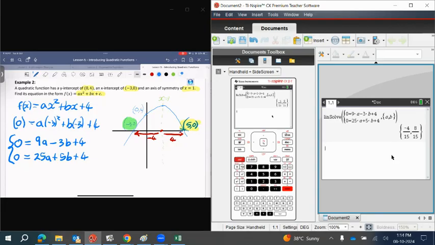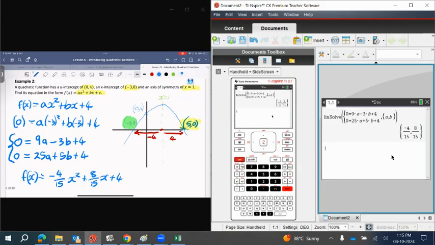Just checking through that we've got the right ones. We've got 9a, yeah, minus 3b plus 4, 25a, 5, yep. So this gives us f of x is equal to minus 4 over 15 x squared plus 8 over 15x plus 4. And that's our function. So in this case, I've used two of the values to form up two equations and then an equation system to get to our answer.